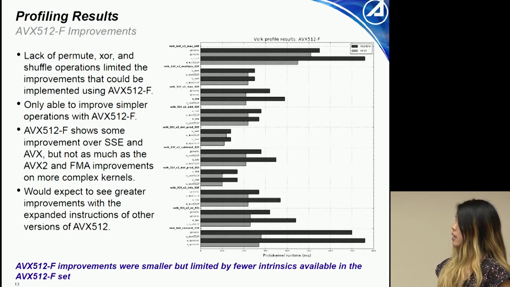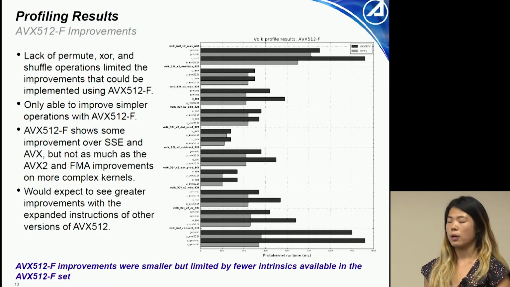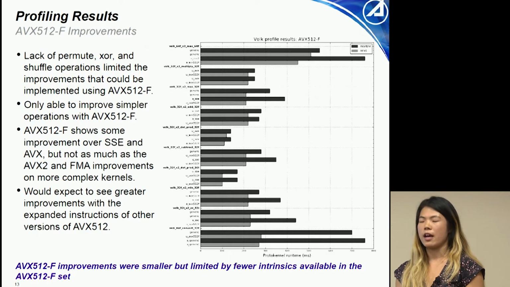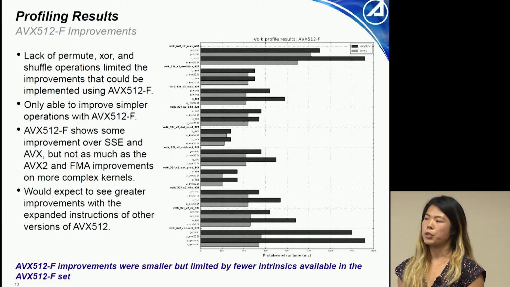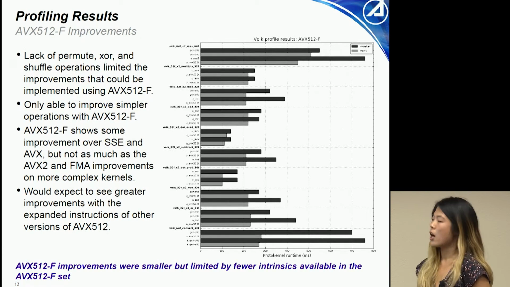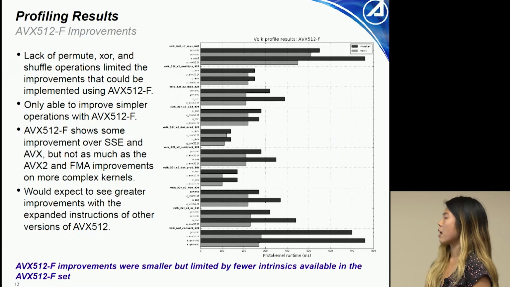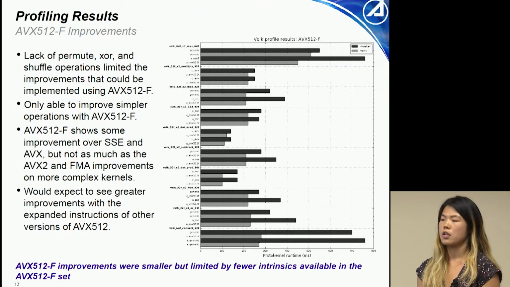Next, this is a summary of our AVX512F results. So as I mentioned before, we only added AVX512 to a subset of the kernels, and that's because the lack of permute, XOR, and shuffle operations limited what we could improve. So we were only able to improve simpler kernels. And that's why you can see in the graph, there are some improvements, but they're not as big as in the slide before. It's because we could only improve the simpler kernels.